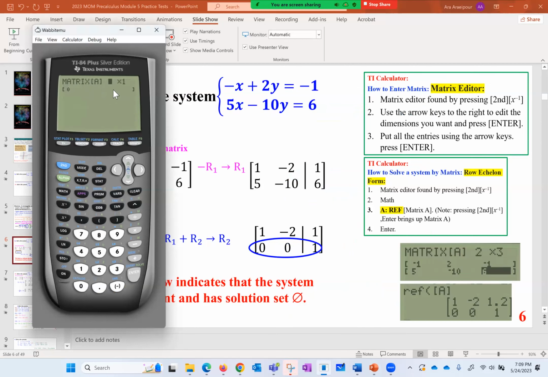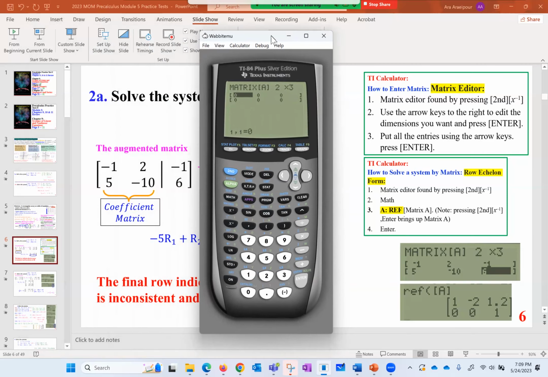The very first thing is we want the dimensions, and the dimensions we have are 2 rows and 1, 2, 3 columns. So that's the first thing. Now I'm going to input the numbers that I have here. See, this is my augmented matrix.